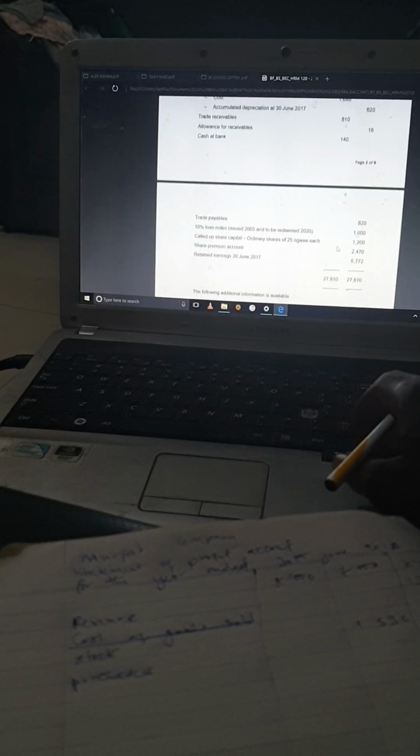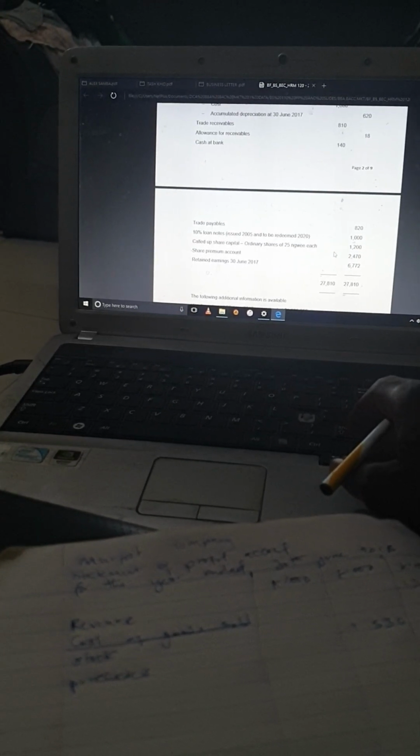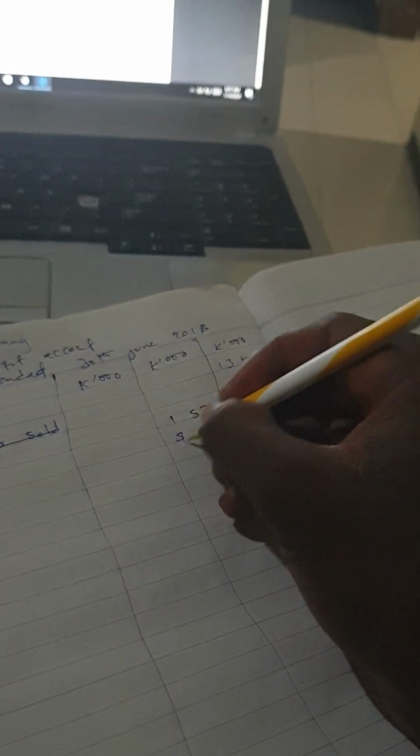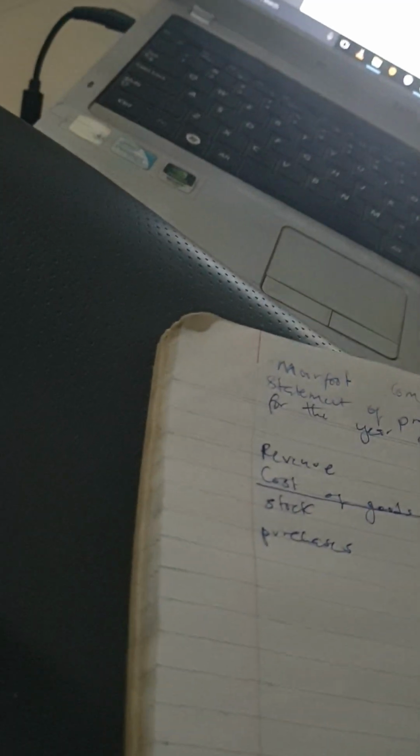I think we don't have any returns outwards. Yes, we don't have any returns outwards, and we don't have any carriage inwards. So this same purchase figure is the one that we're going to take in the middle column. So our purchases is 8,100. Since that's all that we need here, we're going to add the two.